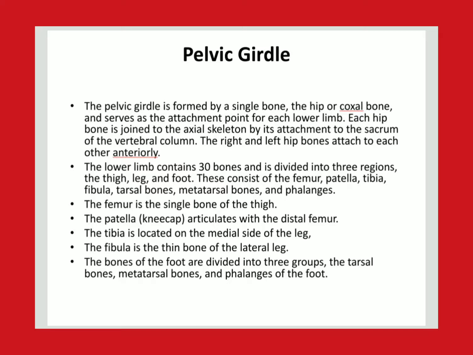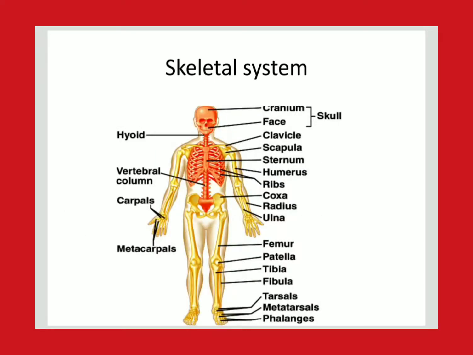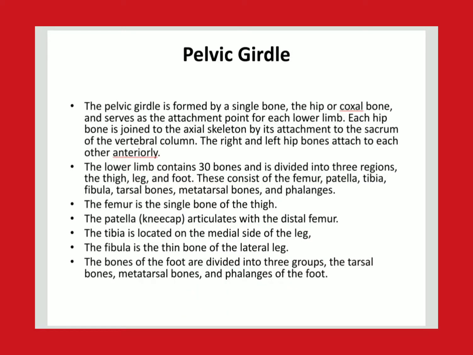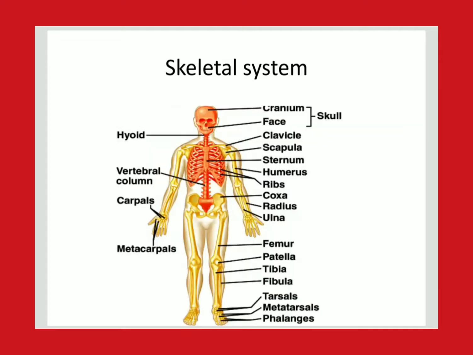The lower limb contains 30 bones and is divided into 3 regions: thigh, leg and foot. These are the femur, patella, tibia and fibula, tarsal bones, metatarsal bones and the phalanges. The femur is the single bone of the thigh and the largest bone in the body, and the patella, the kneecap, articulates with the distal femur. The tibia is located on the medial side of the leg, and the fibula is a thin bone of the lateral leg. The bones of the foot are divided into 3 groups: tarsals, metatarsals and phalanges.